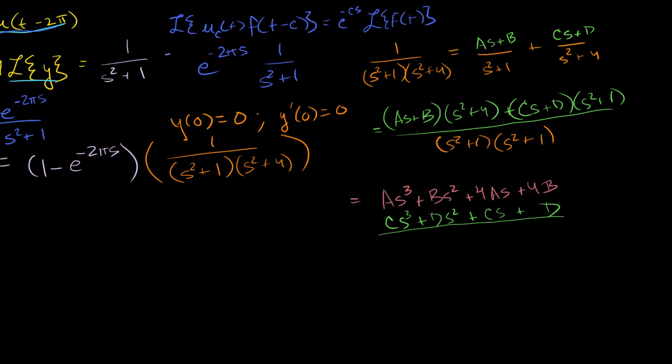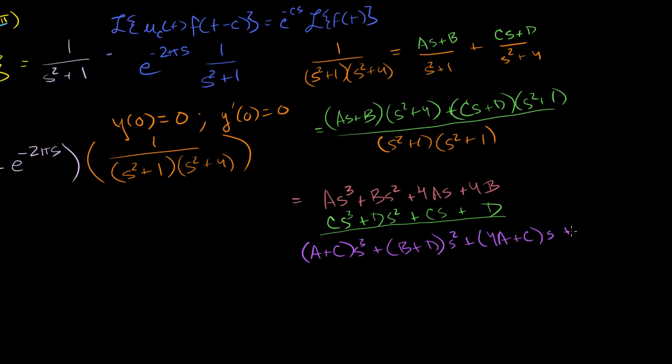So when you add all of these up together, and this is all the algebra that we have to do for better or for worse, you get a plus c times s to the third, plus b plus d times s squared, plus 4a plus c times s, and, scrolling over a little bit, plus 4b plus d. And now we just have to say, OK, do we see any?